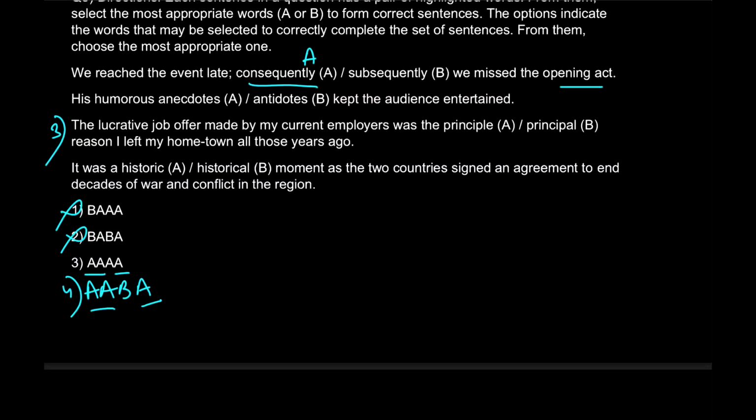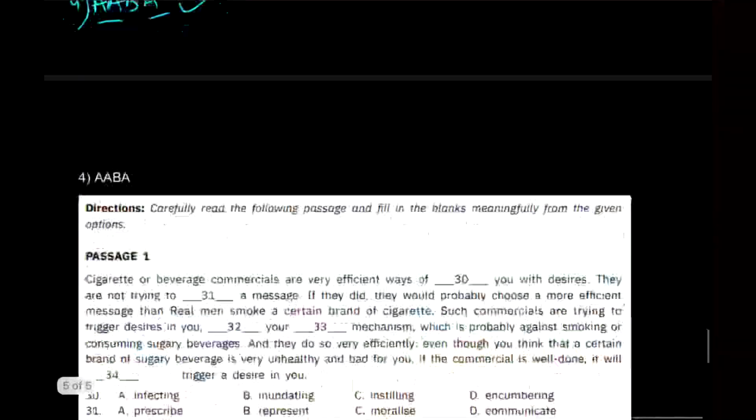The lucrative job offer made to my current employers was the principal reason. Okay, so here is the real meaning of principle. Just get to know that the word principle with a PLE will be reflective of the reason here, because this one is a noun. This is the principal of the school and this principle means the primary reason. So as soon as I get B here, I know that C is not my answer and we will go with option 4. So that's how you do these questions and make it much faster to be completed.